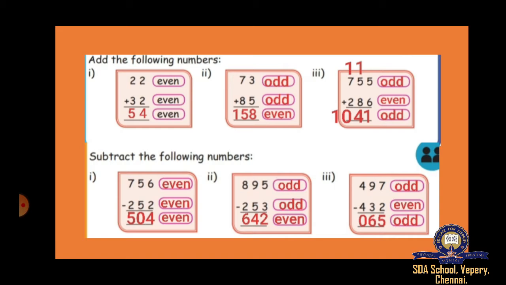Okay children? So even number plus even number we get even number. Odd number plus odd number we get even number. Odd number plus even number we get odd number. I want this in the exam. Okay, you have to write like this. In the same way for subtraction also, even number minus even number we get even number. Odd number minus odd number we get even number. Odd number minus even number we get odd number. Okay, keep this in mind. Add and subtract very carefully.